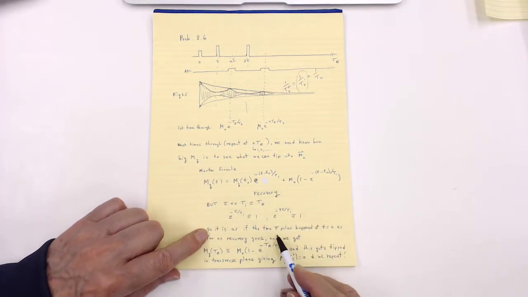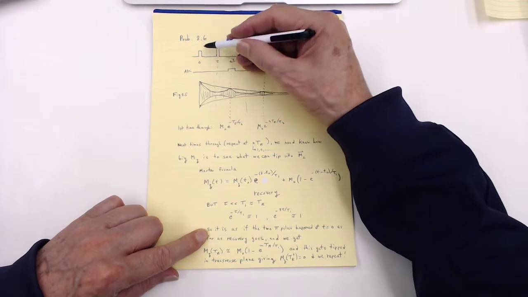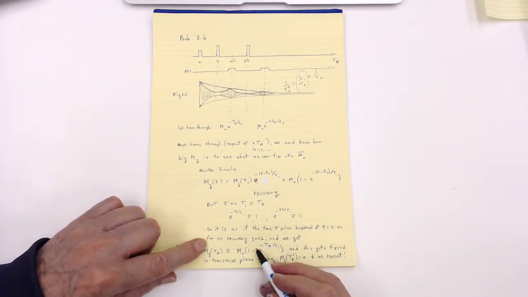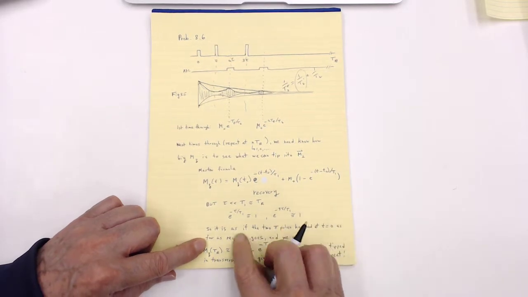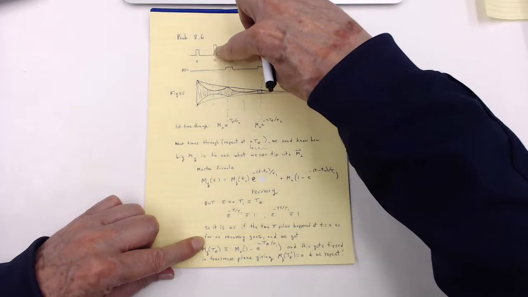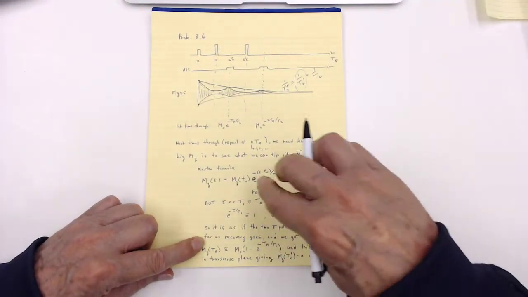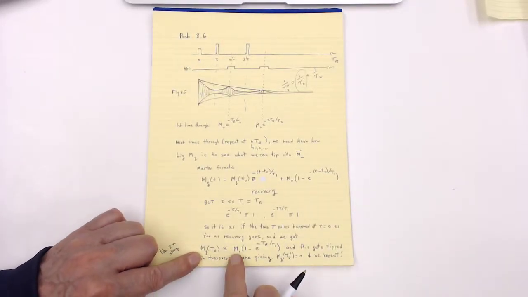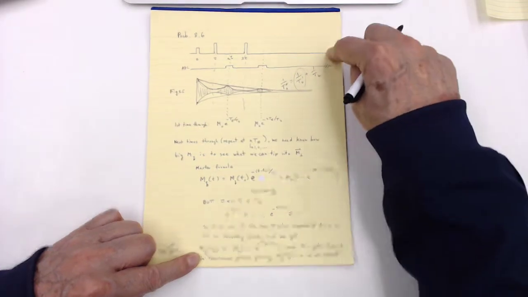So it's as if the 2 pi pulses happened right close to t equals 0. And as far as recovery goes, this time is so small that there's almost no recovery there. And so it's as if we're starting right at the beginning, and we just have full recovery. That's 0 to begin with. We just have this term. We just get Mz of TR as M0 times 1 minus e to the minus TR over T1. That's what we get back here.